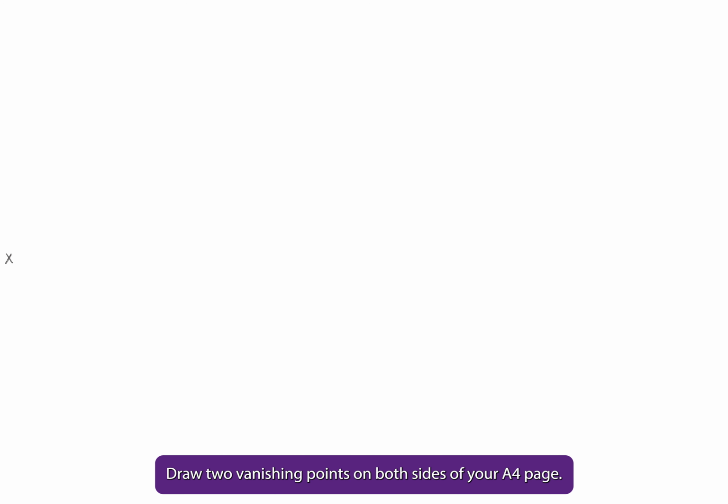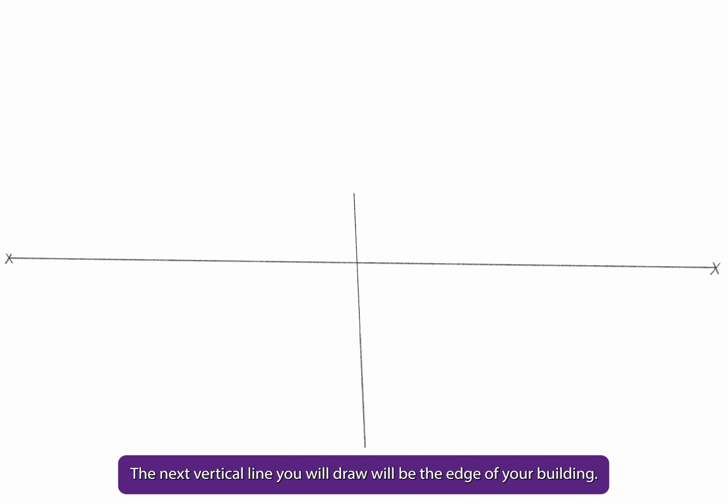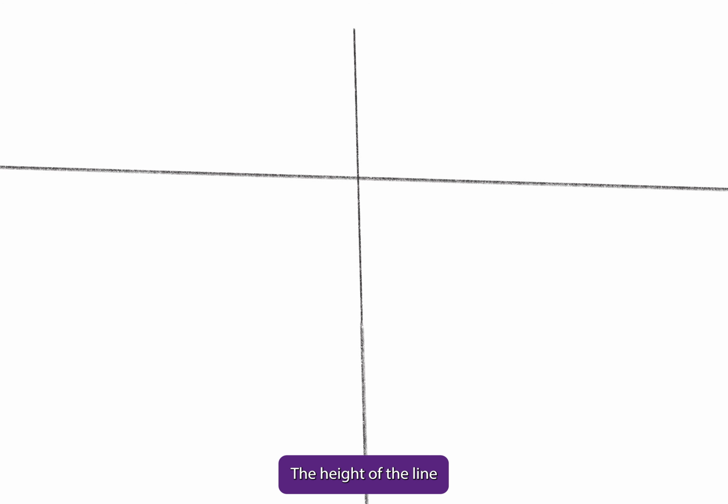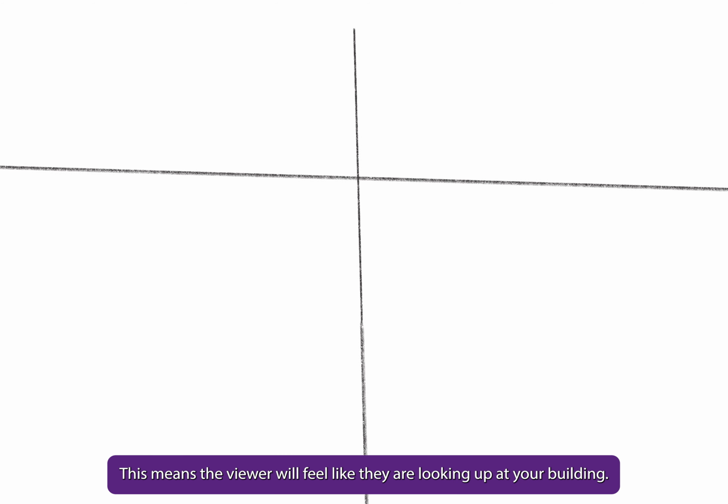Draw 2 vanishing points on both sides of your A4 page. Draw a horizontal line connecting both vanishing points. The next vertical line you will draw will be the edge of your building. The height of the line above the horizontal line should be shorter than the line below it. This means the viewer will feel like they are looking up at your building.